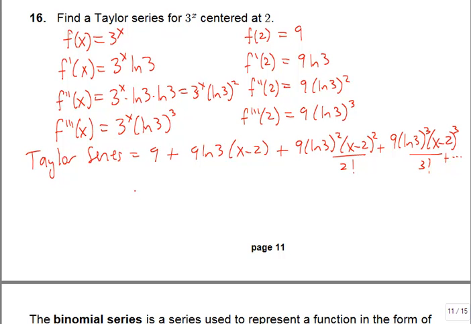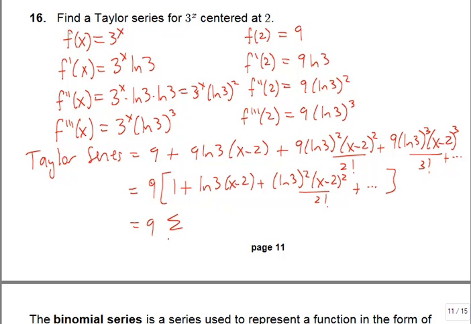If you want to pull out the 9, you certainly can. So 1 plus ln of 3 times x minus 2 plus ln of 3 squared times x minus 2 squared over 2 factorial, etc. And in summation notation, this would be 9 times the sum from 0 to infinity of ln of 3 to the n, x minus 2 to the n over n factorial.